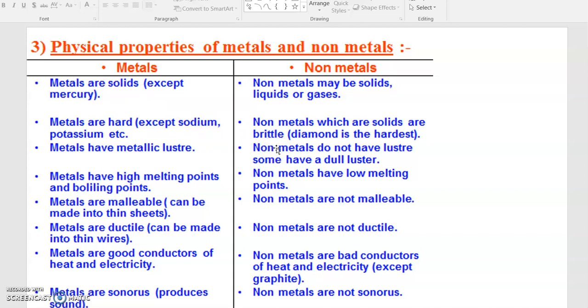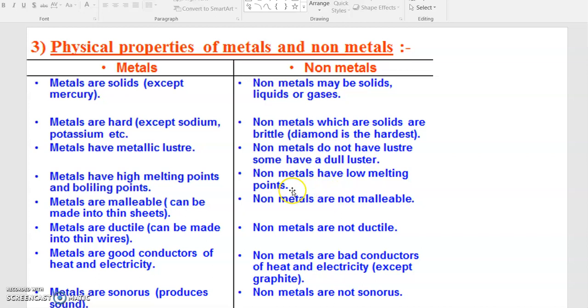Non-metals, which are solid, are brittle. Diamond is the hardest. Okay, so brittle means it can break easily. So most of our non-metals are brittle. Diamond is the hardest, and diamond shines, remember. Non-metals do not have luster. Some have a dull luster. On the other hand, metals have metallic luster. Remember, luster means shine. So your non-metals don't have the shine. Metals have got the shine.